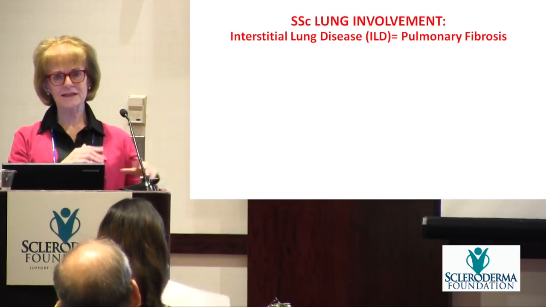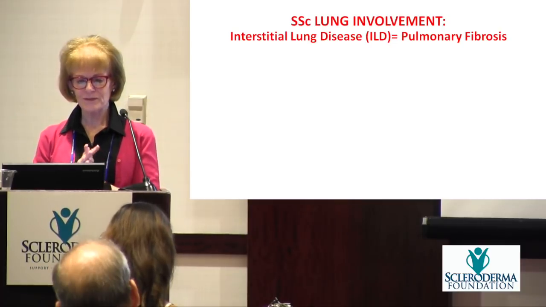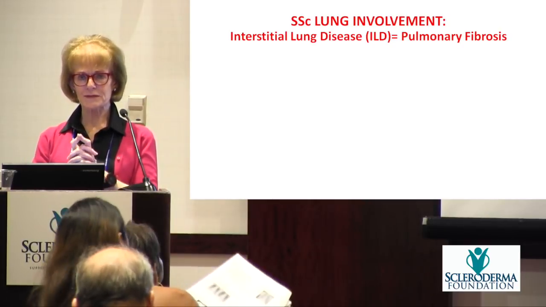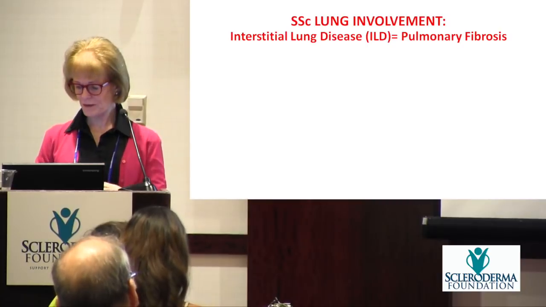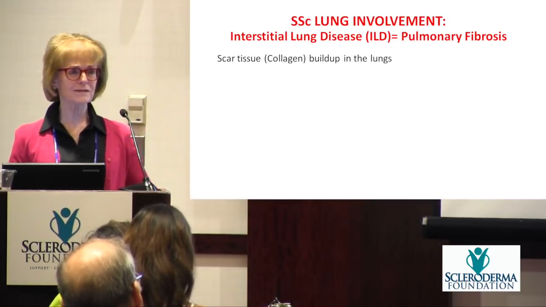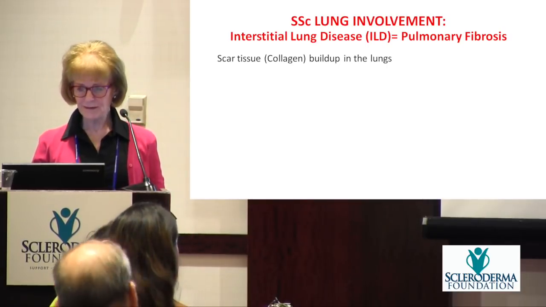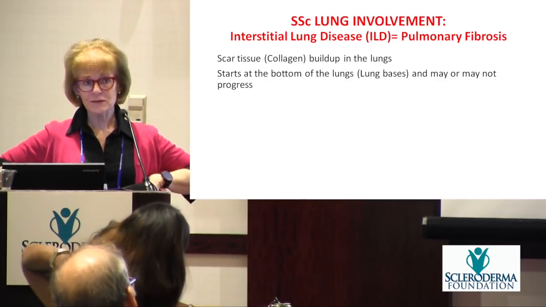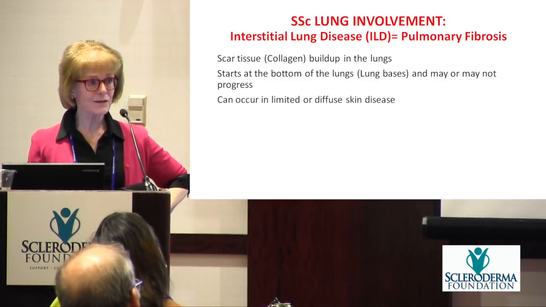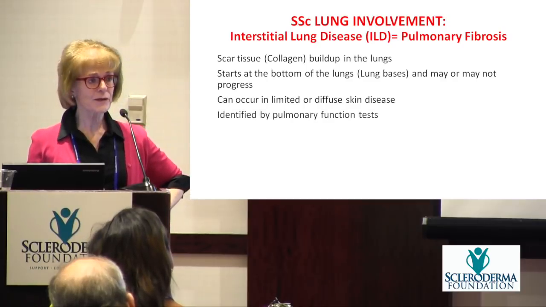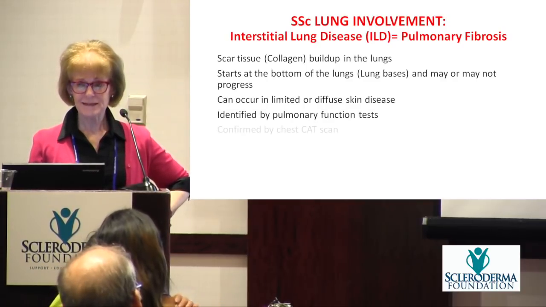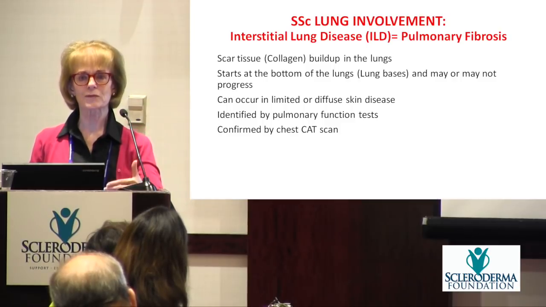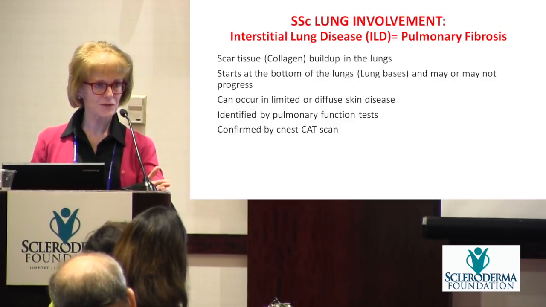So let's go from skin and those sorts of complications to internal organ involvement. What we, as physicians treating scleroderma patients, are most worried about is the development of interstitial lung disease or pulmonary fibrosis. So this is scar tissue, collagen buildup in the lungs. It starts at the bases of the lungs and sometimes stays there forever, and sometimes slowly marches up. It can occur in limited or diffuse disease. And how do we know it's there? By pulmonary function tests. And if the pulmonary function tests are abnormal, how are you sure that the reason they're abnormal is because of scleroderma lung disease? That's when you do the CAT scan.